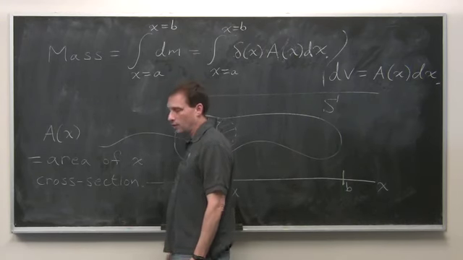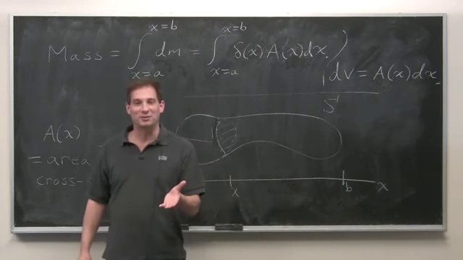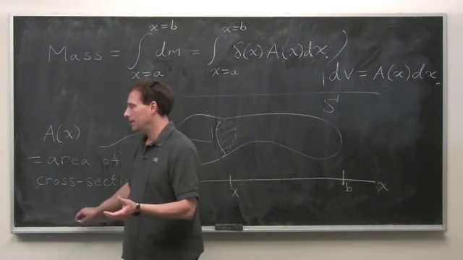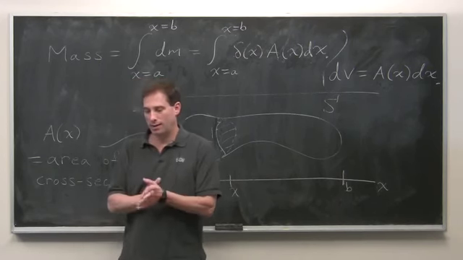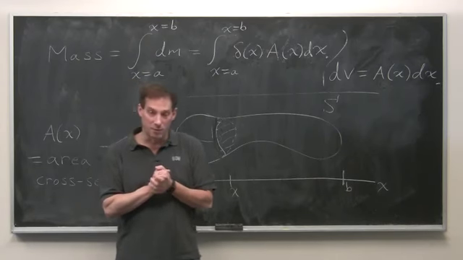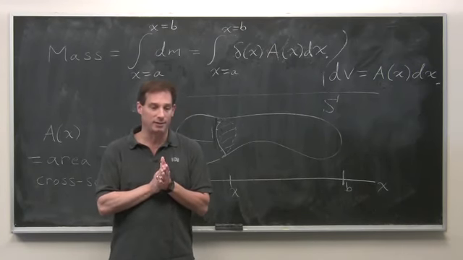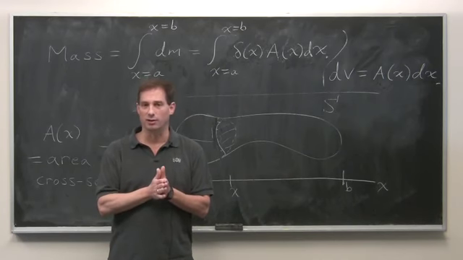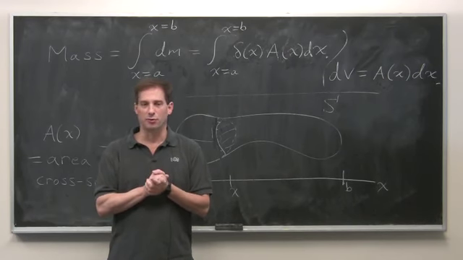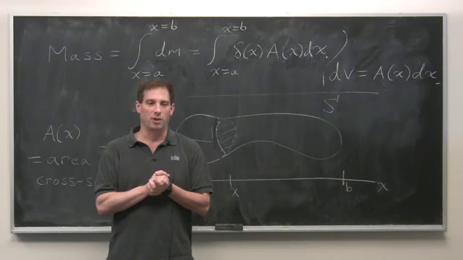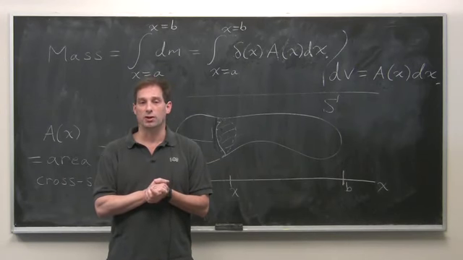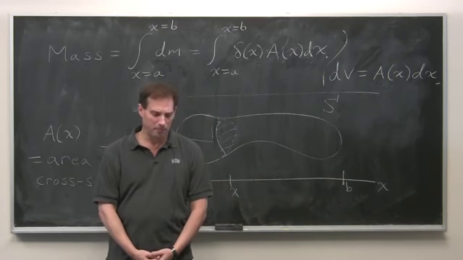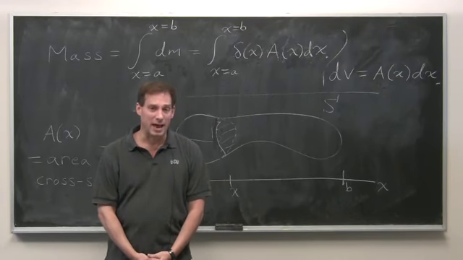But first, I want to say something about the difference between weight and mass. You're probably familiar with mass in the metric system. The standard unit of mass in the metric system is the kilogram. People often, when they're speaking about it, just call it a kilo. It's short for kilogram. That's the unit of mass.